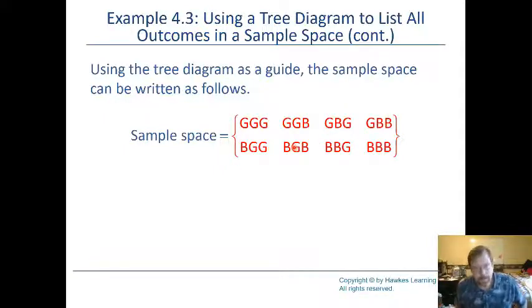Okay, so we've talked a little bit about vocabulary, talked about what a sample space is, what an outcome is, an event as a subset of outcomes. I think I'm forgetting one. Oh, and a probability experiment or a trial is some process that has a random outcome.